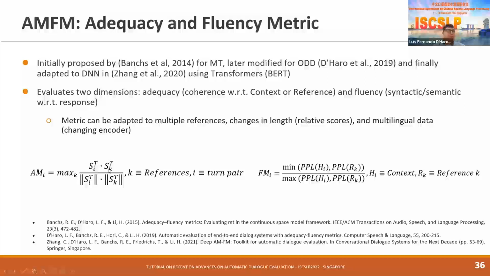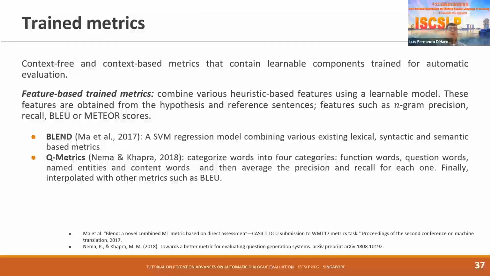So here we can see the formula for AM. Basically, what we are doing is cosine similarity between references and the hypothesis. And for FM, what we are checking is perplexity. But because we want to have a relative score, we select which one is providing the minimum perplexity, and we divide it by the maximum perplexity between the perplexity of the hypothesis and reference, the one with the higher perplexity. So at the end of the day, if the sentences are similar, they should have similar perplexity. If the sentences are grammatically correct, then they should have similar perplexity as well. And if the sentences are close in the semantic space, then the AM should be able to provide this result easily.